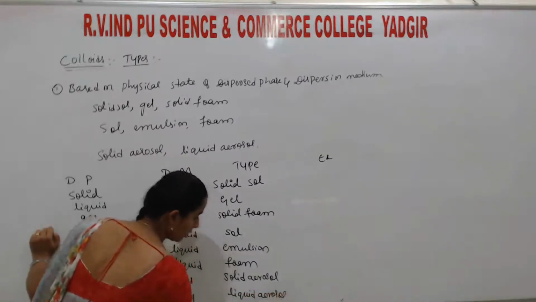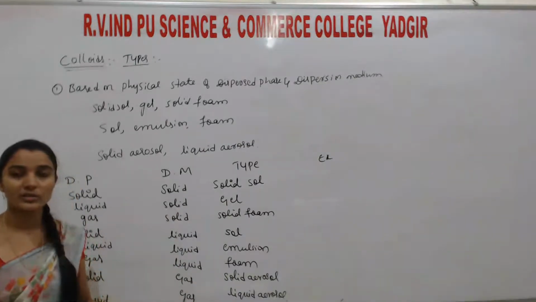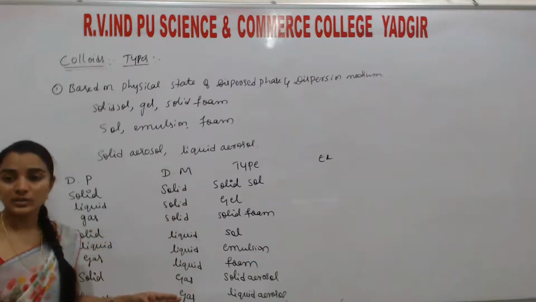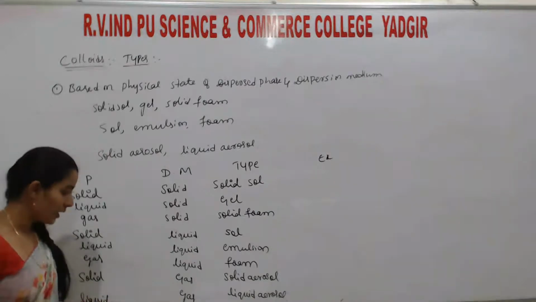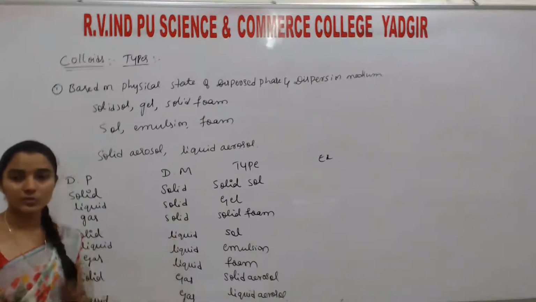So students, here we cannot consider gas and gas, because a gas and gas mixture is a homogeneous mixture. Here the colloids are heterogeneous. Understand? That's why we cannot consider a gas mixture. That is a homogeneous mixture.